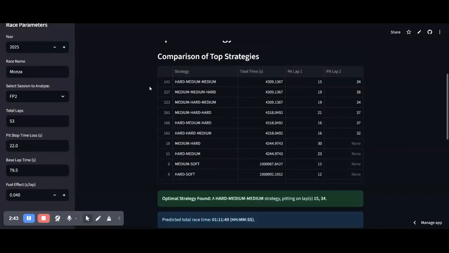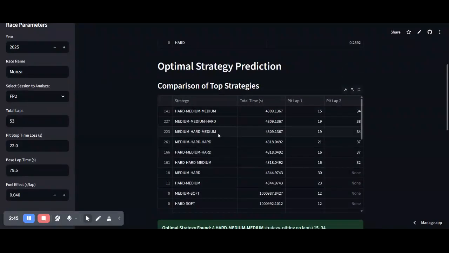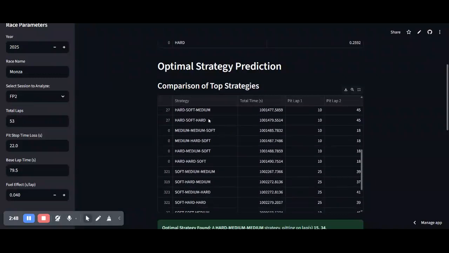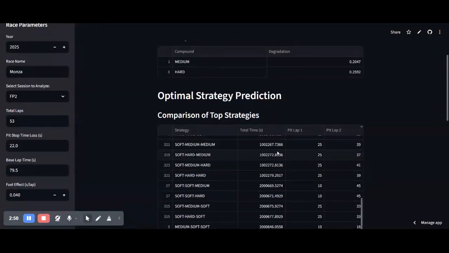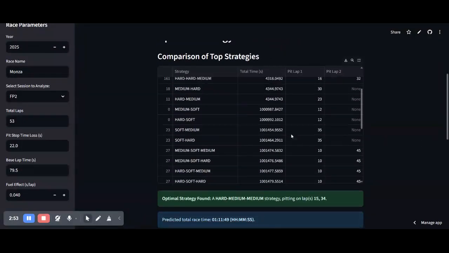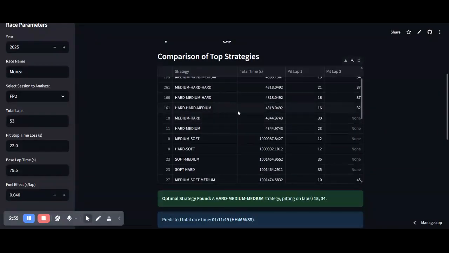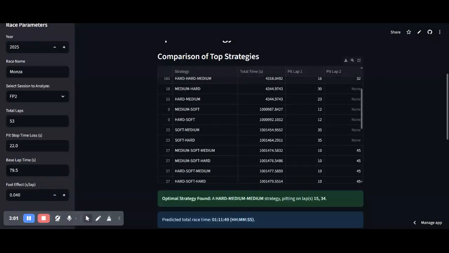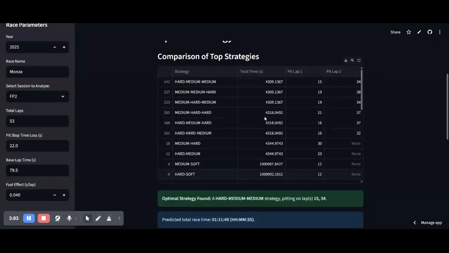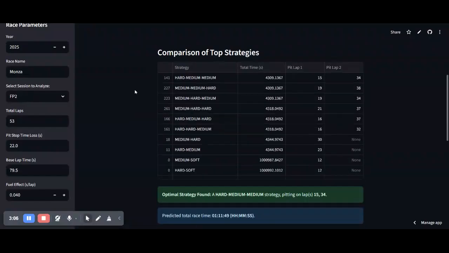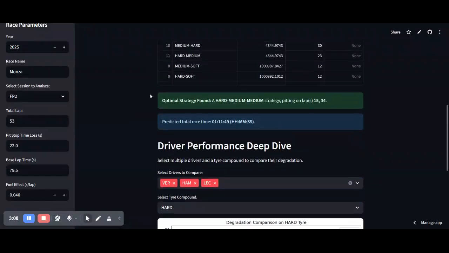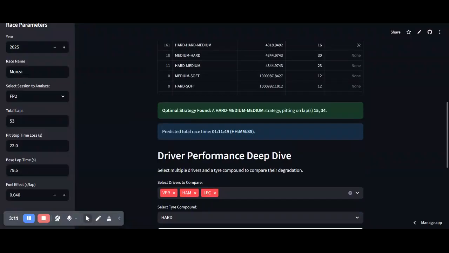And this is the comparison of top strategies. So we have all the possible strategies and the total time that it would take to finish the race if they opt for the respective strategy. And this is for one stop and two stop both. So yeah, we can see here that the optimal strategy found by our model was the hard and then medium, and then for the final pit stop going for medium.